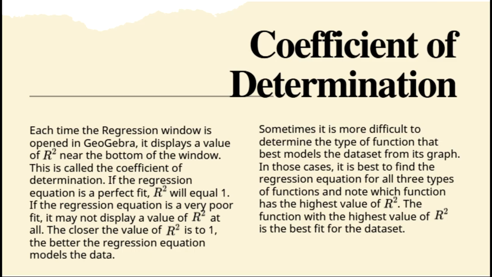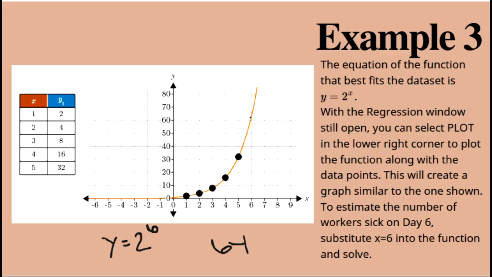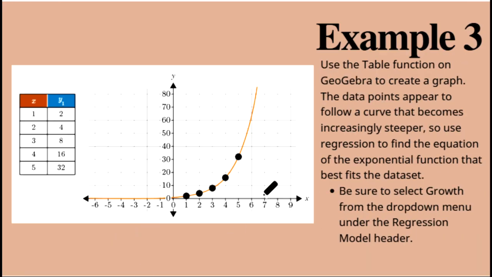Sometimes it's more difficult to determine the type of function that best models the data set from its graph. In those cases, it is best to find the regression equation for all 3 types of functions and note which function has the highest value of r squared. The function with the highest value of r squared is the best fit for the data set. So this last one that we did, especially on GeoGebra where it was kind of scrunched together, the curve was more like this, and it was hard to tell if it was a curve or if it was a straight line.